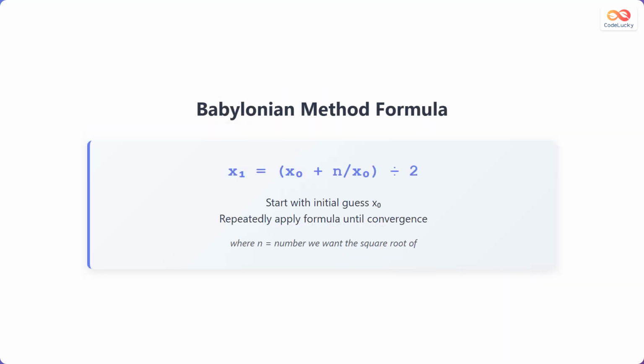Now let's take a look at the Babylonian method. This method uses a formula to find successively better approximations of the square root. The formula is x1 equals (x0 plus n divided by x0) divided by 2. Start with an initial guess, which is x0, and repeatedly apply this formula until the value converges, meaning it doesn't change much with each iteration. In this formula, n represents the number for which we want to find the square root.